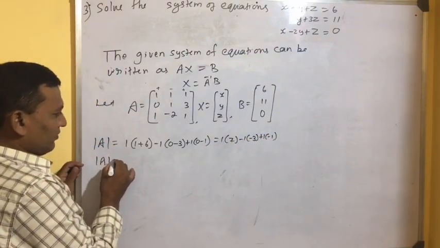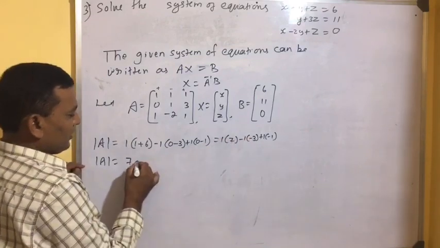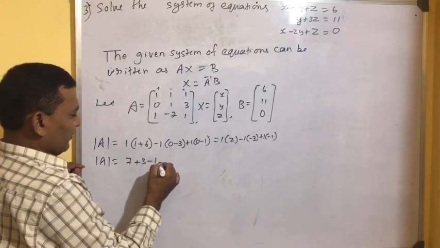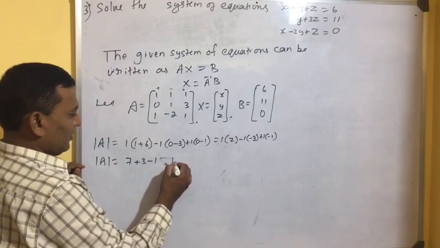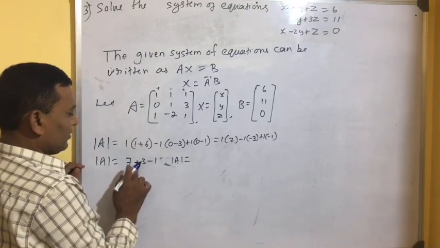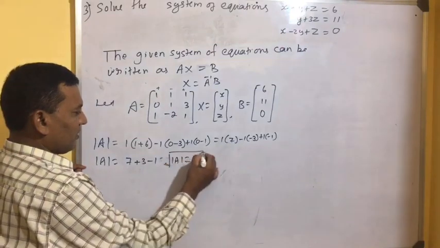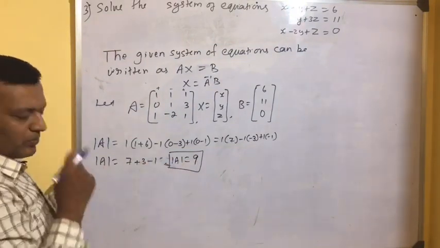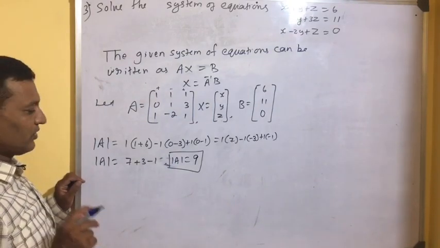That is, determinant of A is equal to 7 minus 1 into minus 3, which is plus 3, plus 1 into minus 1, which is minus 1. So determinant of A equals 7 plus 3 is 10, 10 minus 1 is 9. So we get determinant of A equal to 9. This is very, very important. Because determinant of A is non-zero, the solution exists and it is a unique solution.